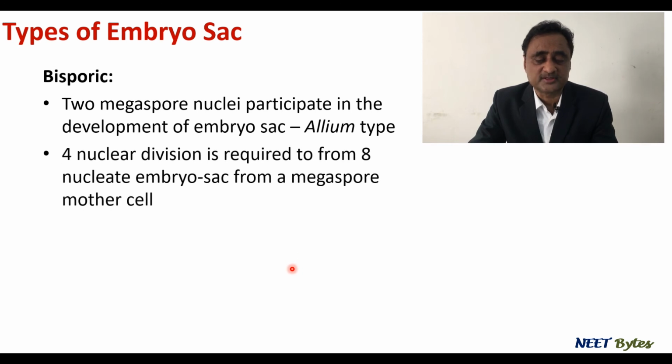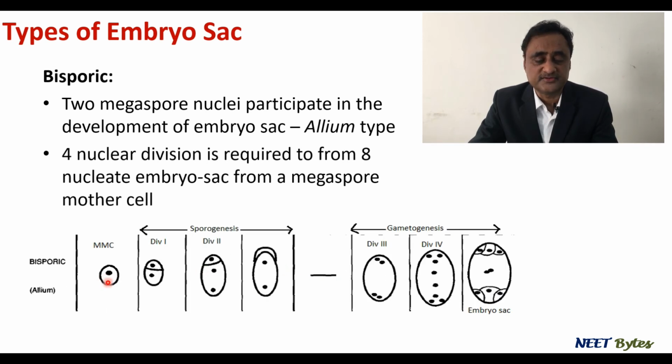So this is the megaspore mother cell. After division, it will form 2 nuclei. In the second division, it will form another 2 nuclei, but at the same time, one is going to degenerate. So this top cell is going to be degenerating. Okay. So after the second division, they have only 2 nuclei, right? And these 2 nuclei will be participating in the formation of the embryo sac.